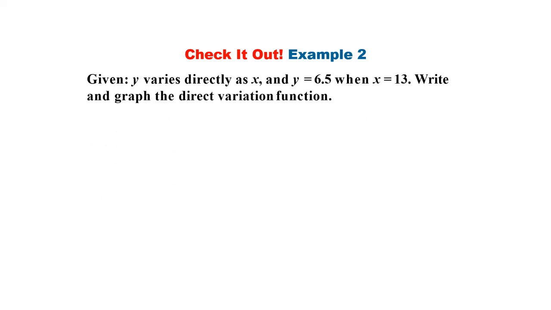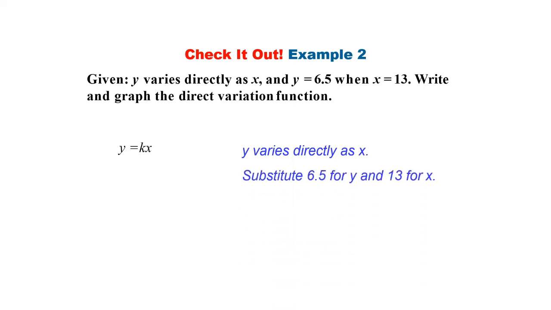Given y varies directly as x and y equals 6.5 when x equals 13, write and graph the direct variation function. Let us translate the statement y varies directly as x into an equation, and the equation becomes y equals kx. Now, since y equals 6.5 and x equals 13, we substitute 6.5 for y and 13 for x. So it becomes 6.5 equals k times the quantity of 13.